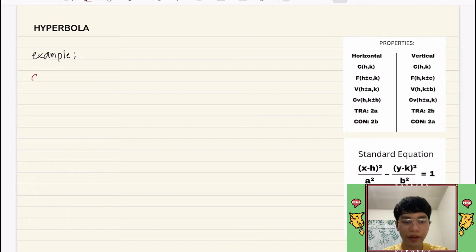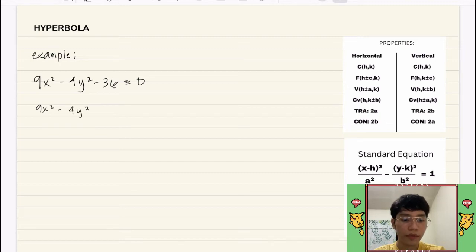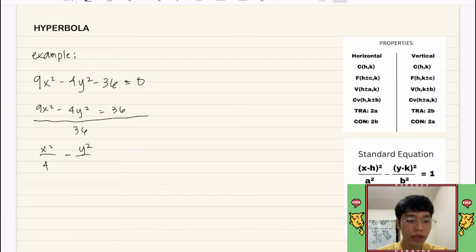So let's have another example. 9x squared minus 4y squared minus 36 equals 0. So transpose negative 36 to the right side. We have 9x squared minus 4y squared equals 36. Divide both sides by 36, we can now have x squared over 4 minus y squared over 9 equals 1. So now we find h, k, a, b, and c.